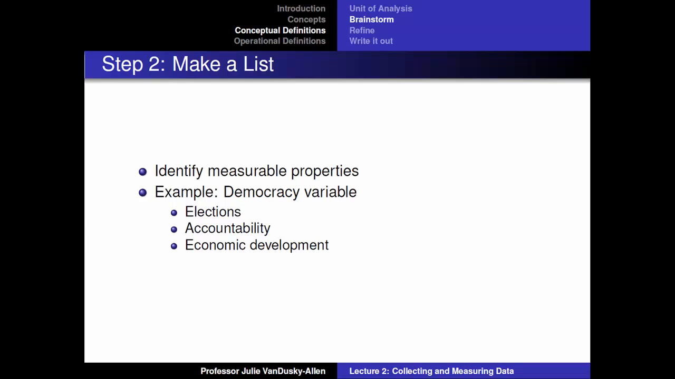The next step in developing a conceptual definition is identifying the concept's measurable properties. These are properties we can observe in the real world. For example, if we were writing a conceptual definition of democracy, the measurable properties of democracy can include whether a country has elections, whether leaders of a country are held accountable for their actions, and whether the country has a highly developed economy. These are all potential properties of democracy that we can actually observe in the real world.